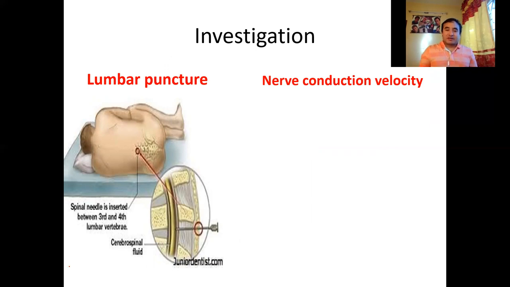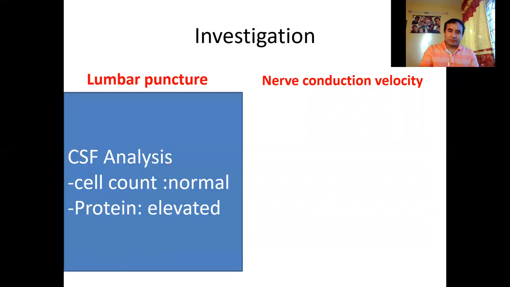Two important tests that we usually do when you suspect a patient with GBS: one is lumbar puncture. We sometimes have to do a lumbar puncture. We have already discussed how to do the lumbar puncture. In the lumbar puncture, what we see in the CSF analysis is that cell counts are usually normal in GBS, usually less than 50 cells per millimeter of CSF, and proteins are usually elevated, and this condition is called albuminocytological dissociation.